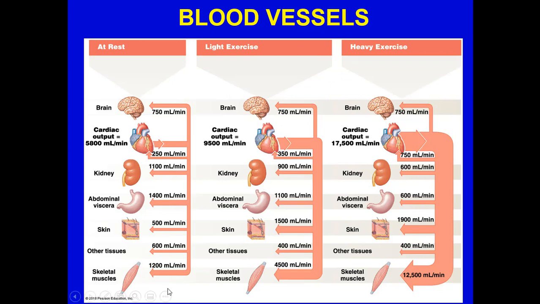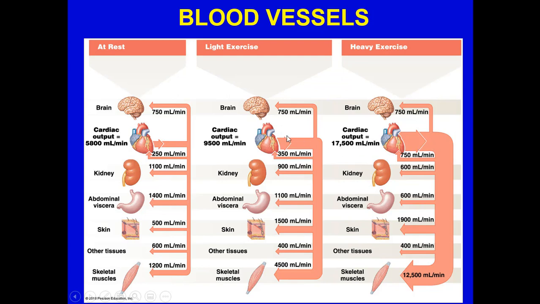Now, notice, for example, skeletal muscle. When I go from at rest to light exercise, I have increased by almost 4 times the amount of blood per minute going to the skeletal muscles. And goodness gracious, by heavy exercise, I've gotten it up to about 10 times that, 12,500 milliliters per minute. Here's an interesting fact. Think about this. At rest, you've got 5,800 milliliters per minute of the cardiac output. Go to light exercise, it's 9,500. Go to heavy exercise, it's 17,500 milliliters per minute.